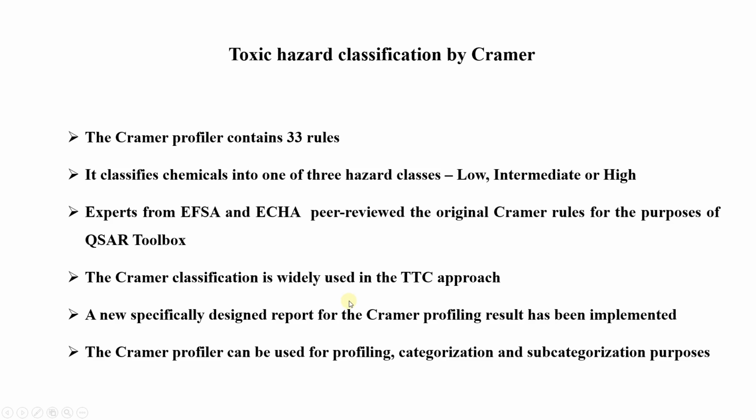Cramer classification plays an important role in the regulatory evaluation of chemicals within the threshold of toxicological concern framework. Since the toxic hazard classification by Cramer is a profiling scheme, the results should not be interpreted as predictions. The improved Cramer profiler provides detailed and transparent explanations of the profiling results, which can be further reported following a specifically designed template. The profiler can be applied on a single chemical or list of chemicals, as well as it can be used for categorization purposes.